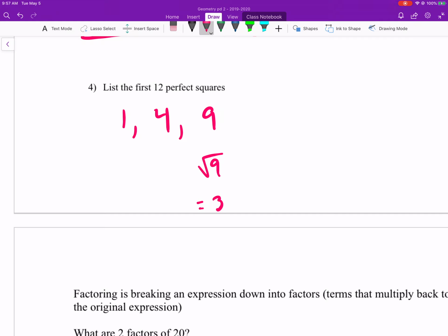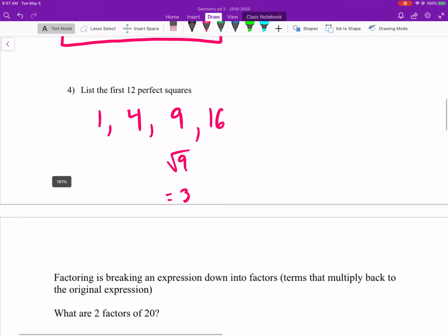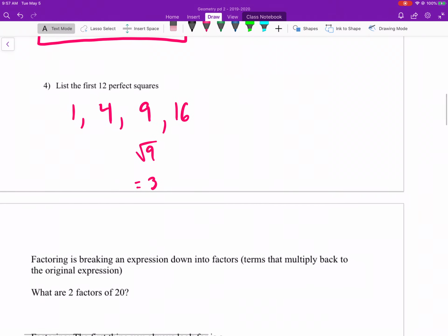Alright, so essentially a perfect square is a number that you can multiply by itself to get that value. Just like 4 times 4, that's 16. So we took the square root of 16. There's a value, something times itself, that gives us 16. Alright, 5 times 5 is 25.